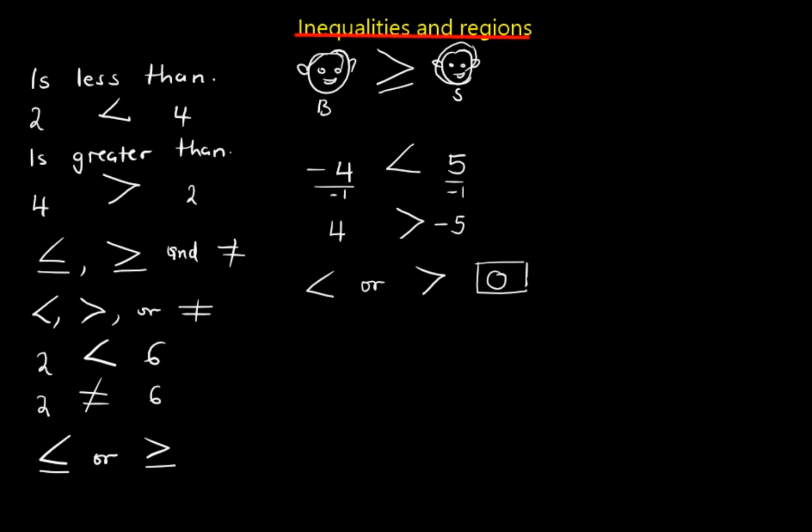And in case we have less than or equal to or greater than or equal to, we use a closed circle. That one, we draw a circle and then we shade it.